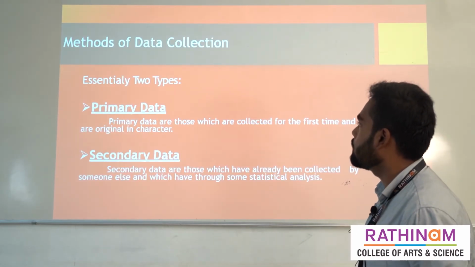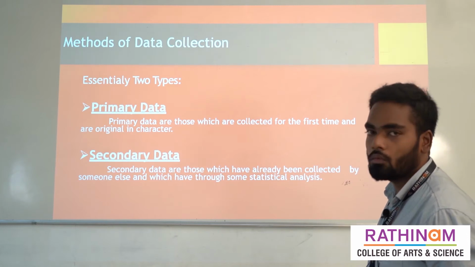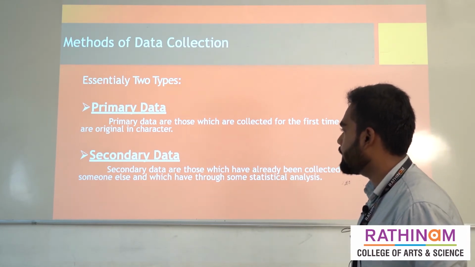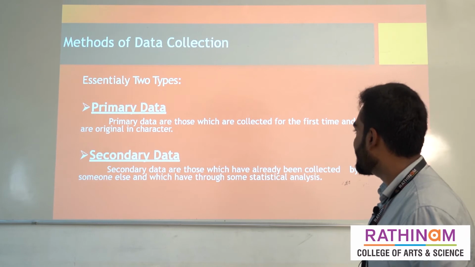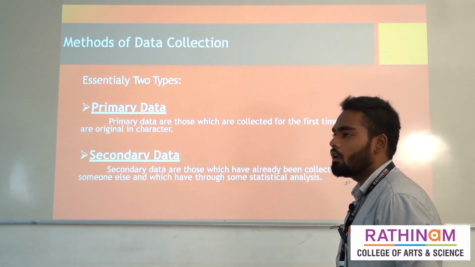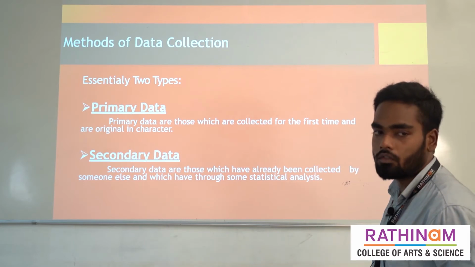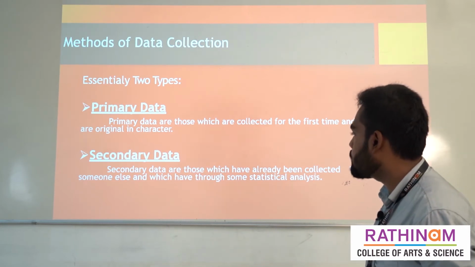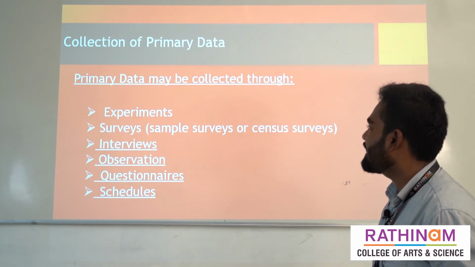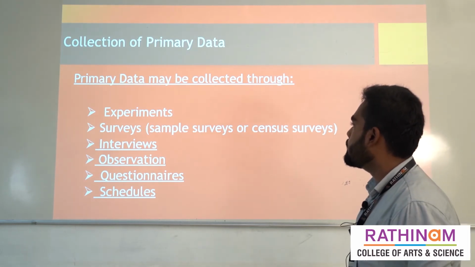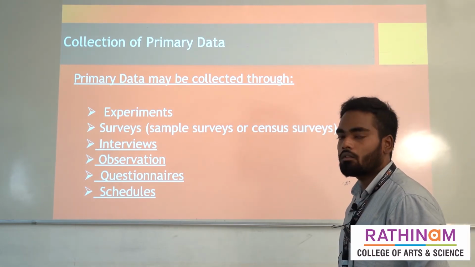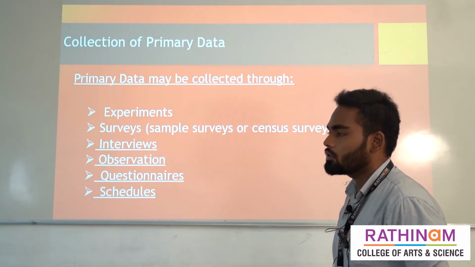Methods of data collection. Generally, there are two types of data collection. One is the primary method and the other is secondary data. The primary data are those which are collected for the first time and are original in character. The secondary data are those which are already existing data. They are collected from journals, articles, and are already published in newspapers. The collection of primary data, for example, can be through experiment, survey, interview, observation or questionnaire schedule.